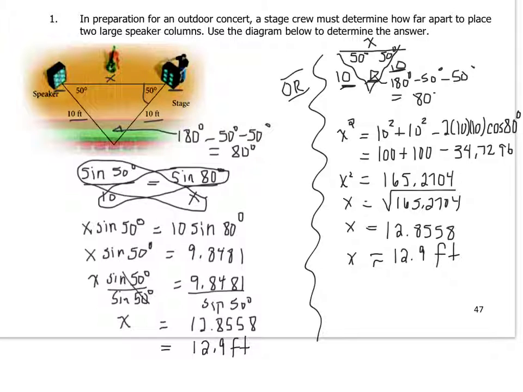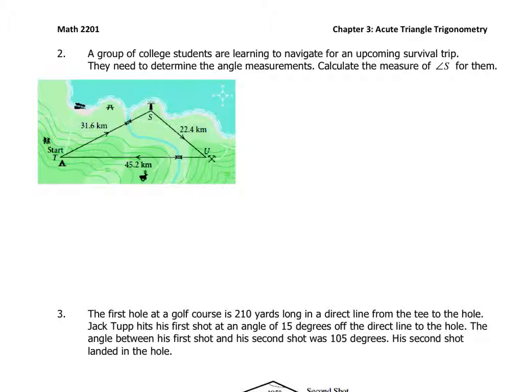Let's try another example now. The second one says a group of college students are learning to navigate for an upcoming survival trip and they need to determine the angle measurements. Calculate the measure of angle S for them. So here's angle S in our diagram. If you look at the information, you have SSS. Therefore, that means law of cosines is what we'd use.